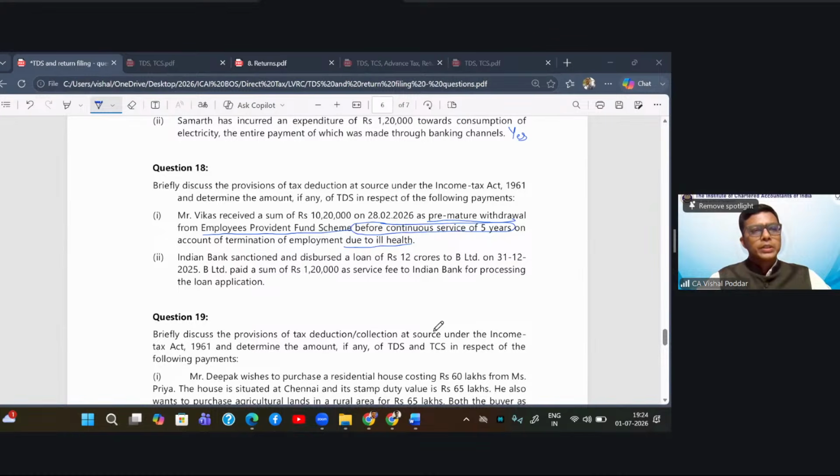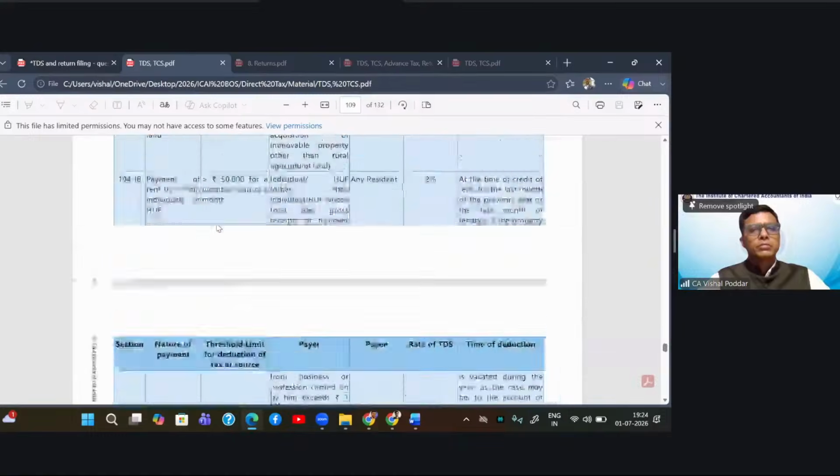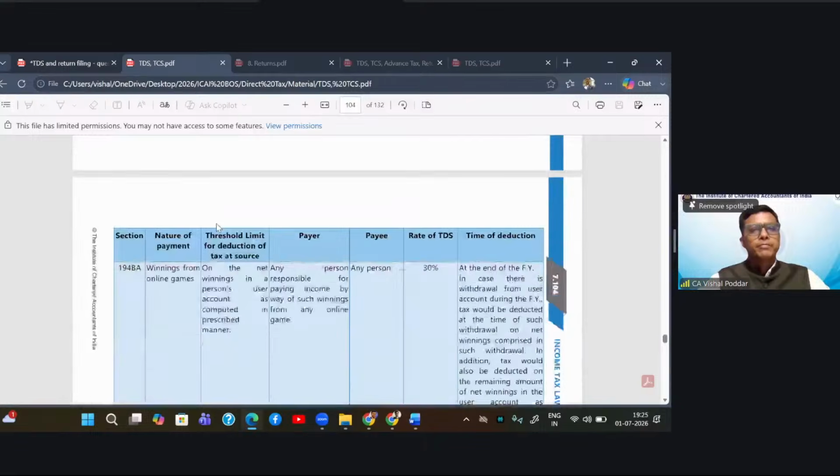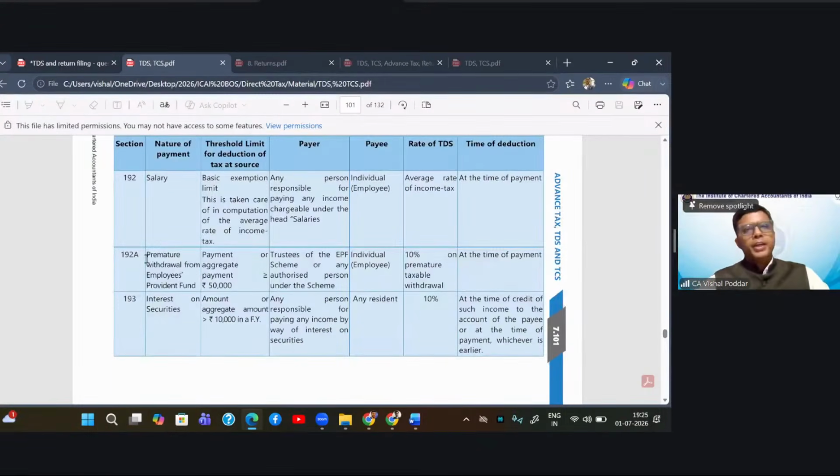Very good, students. So, Dhanlakshmi, Vishakha, Gayatri, Garva, all have given the correct section number. It is 192A. So, we have to test 192A first. Let us first see what 192A says. Are we satisfying the conditions? Okay. So what is 192A covering? The nature of payment is premature withdrawal of employee provident fund, which is our case. Payment is exceeding 50,000. It is also our case.